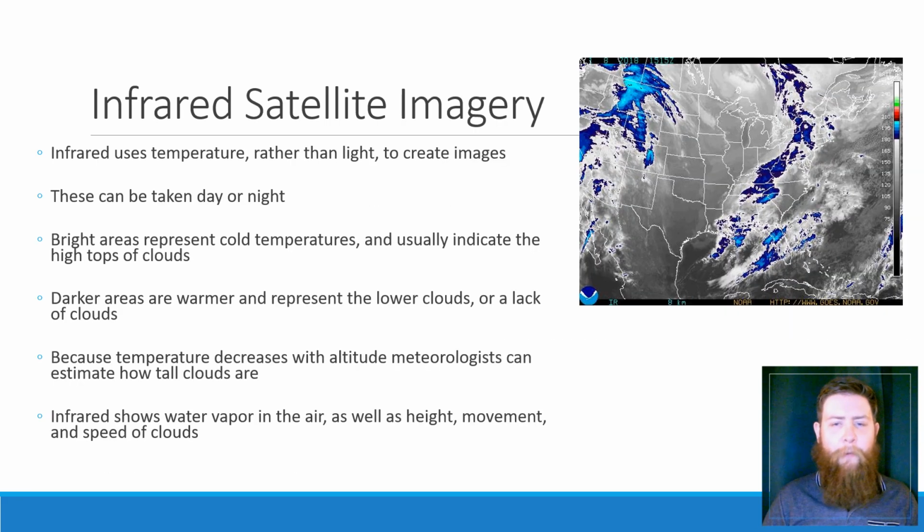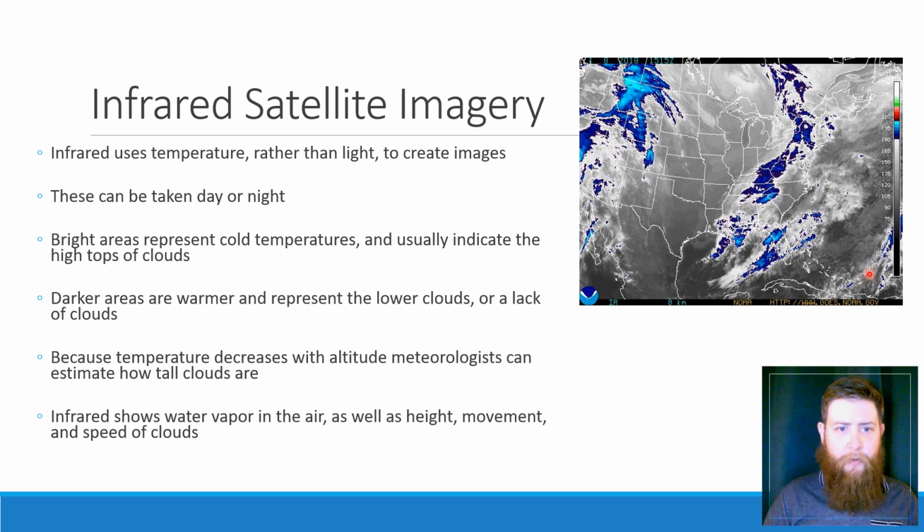Our next one is infrared satellite imagery. So we're using temperature rather than light to take images. These can be taken both during the day and at night because they're not relying on sunlight, they're relying on temperature. The bright areas represent cold temperatures. Usually this is the high top of clouds. So in this picture here, you can see that there are clouds in Montana, over Wyoming, kind of in this area over the East Coast-ish. The darker areas are warmer and represent lower clouds or a lack of clouds. You can see once again, the oceans are fairly dark here because they have a lack of clouds and they are warmer.